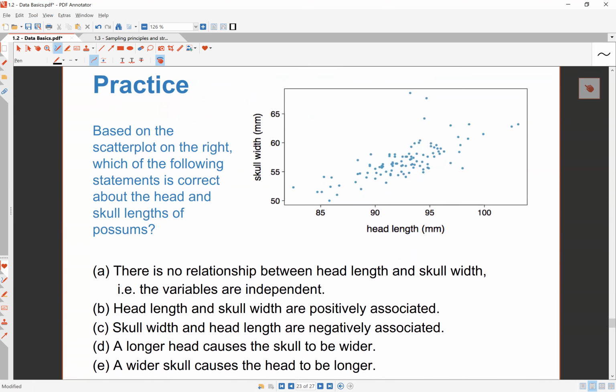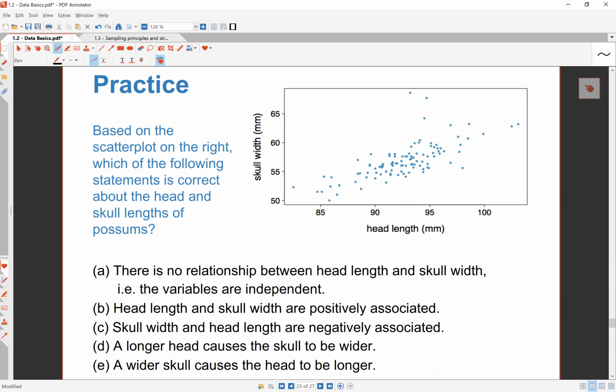Let's look at this next example. Here we have a scatter plot looking at data collected from a sample of possums. The x-axis tells us the head length of each possum in millimeters. The y-axis tells us the skull width in millimeters. And we want to comment on whether there is a relationship or not.